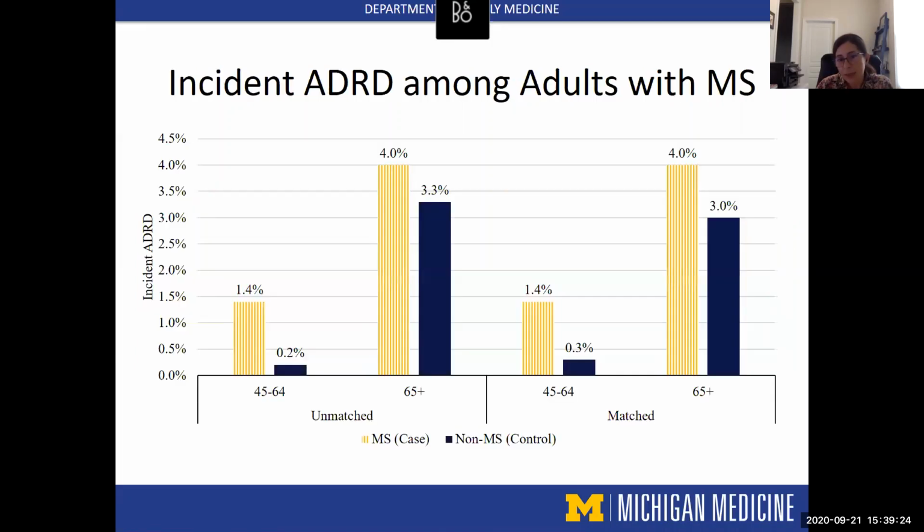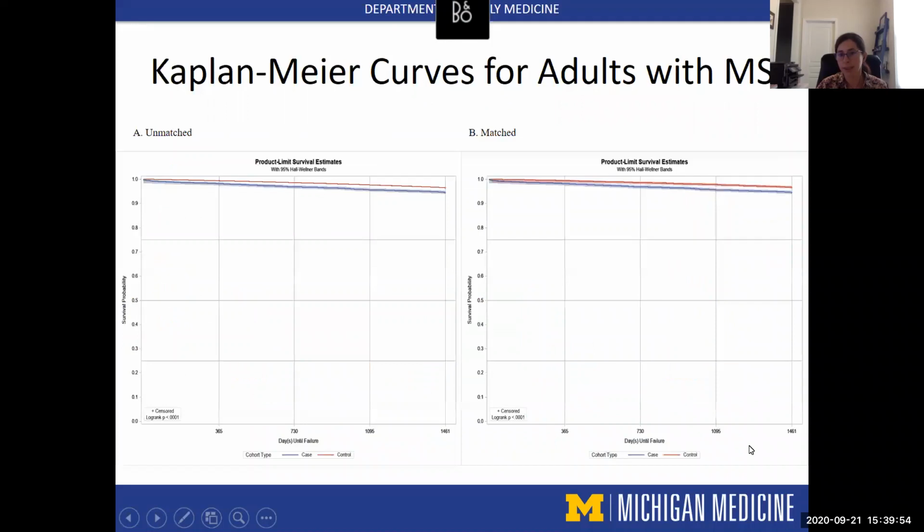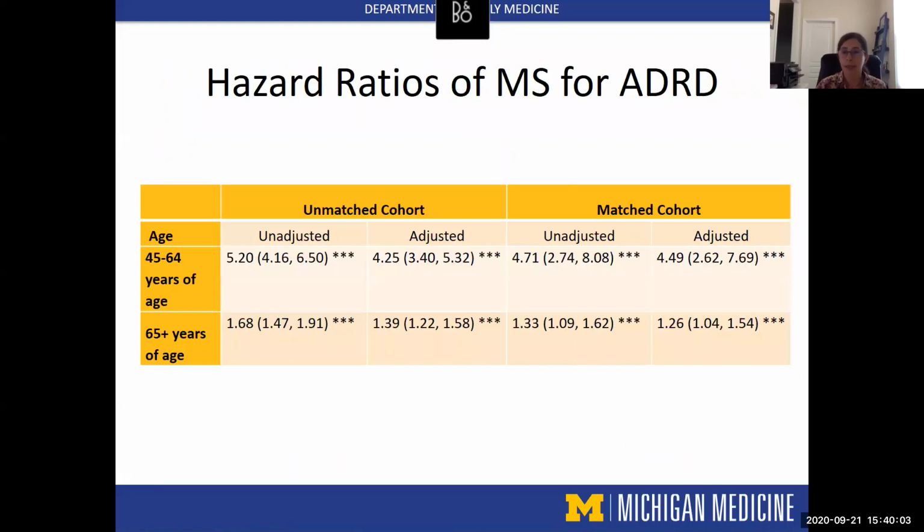And we see the same result among all three groups of individuals with disability. Almost the same results for people with multiple sclerosis. Again, here we see 7 times higher among individuals in their middle age group, 45 to 64, which doesn't change much among our matched cohort. And the same pattern is seen here as well. The KM curve is very similar to what we see among individuals with CP and spina bifida. And again, our final table for MS is very similar.